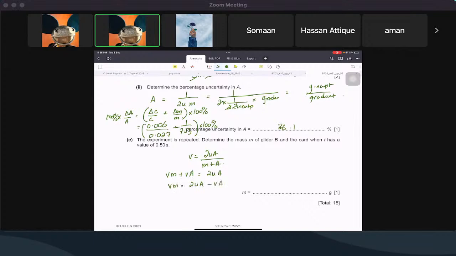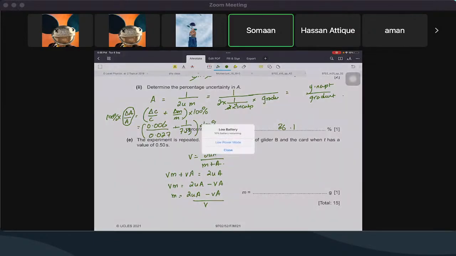Sir, 1 second. In the question above, did you calculate the value of A? No, you don't need to, because when you're taking a percentage uncertainty, you're not supposed to multiply by A. You just need to multiply the fraction by 100%. Do you understand? Any question?